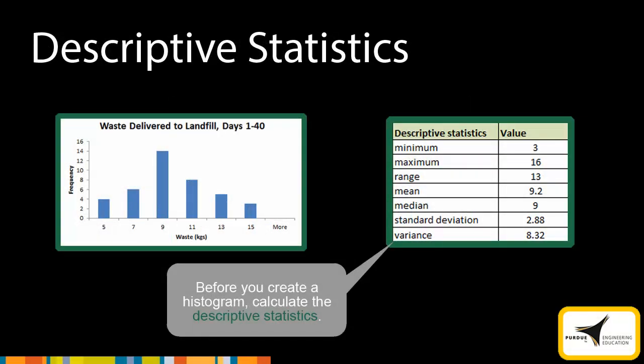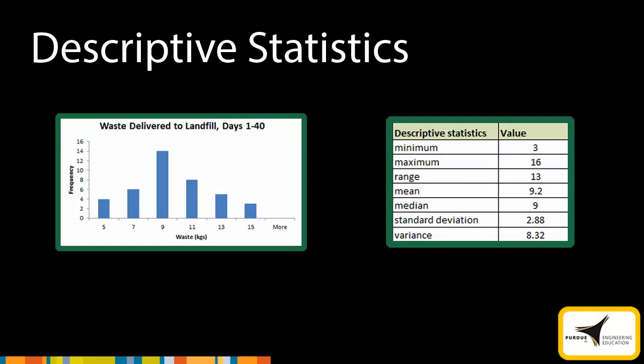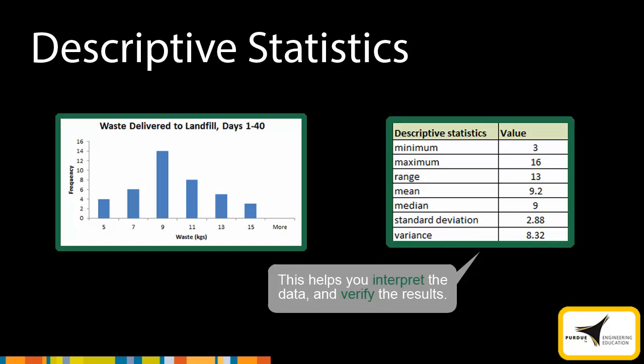Before you create a histogram, it is always a good idea to calculate descriptive statistics for the dataset. This includes the mean, median, mode, variance, and standard deviation. Calculating and reviewing these values before creating a histogram can help you interpret the data and also help you verify that your histogram has been created properly.